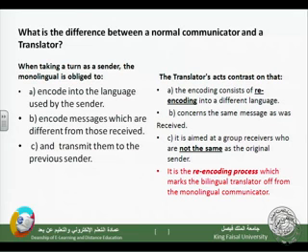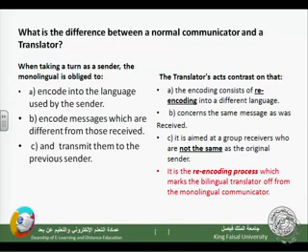In other words, you send me a message, I am a translator, but I don't have to send the same message to you. I have to send the same message to another person who speaks a different language. Let's say you send me a message in Arabic, I have to transmit it into English to another person who speaks English. This is very important.